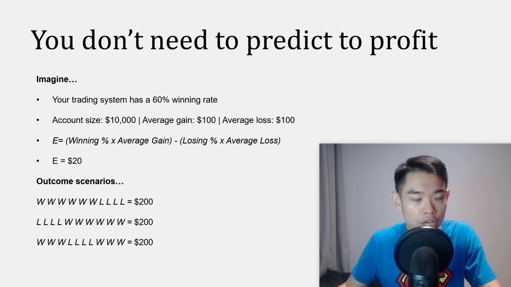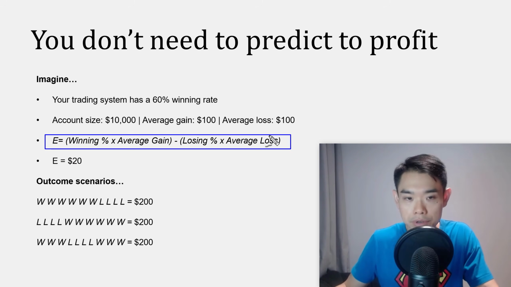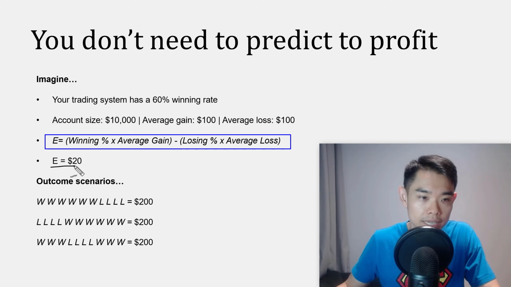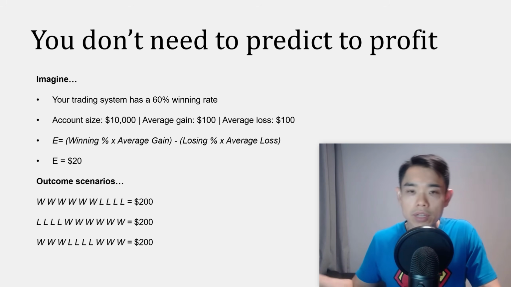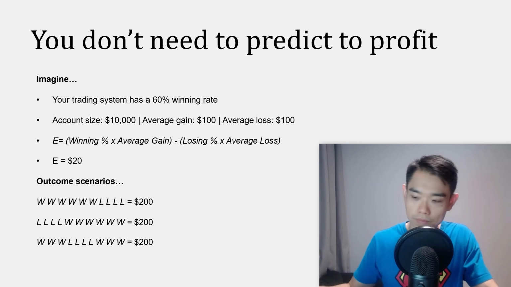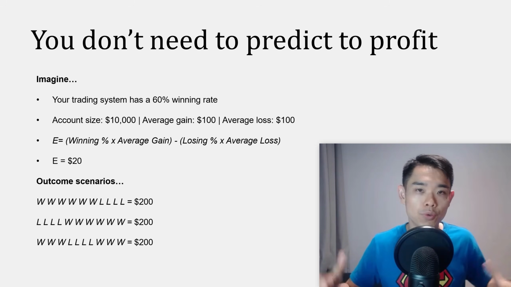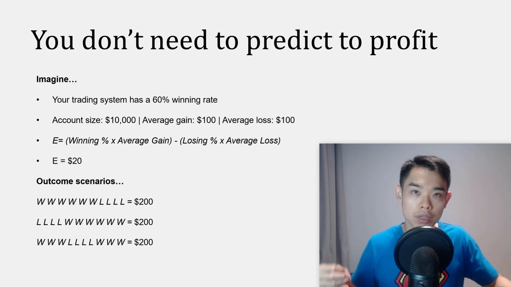If you recall, I shared with you earlier the expectancy formula. It's over here. If you plug the numbers into the formula, you know that E is $20. This means that you can expect to make an average of $20 per trade. Now, let's go back to the part earlier where I said that you don't need to predict to profit. To simplify things, if you have a 60% winning rate on average, if you take 100 trades, about 60 of them are going to be winners, and 40% of them will be losers.